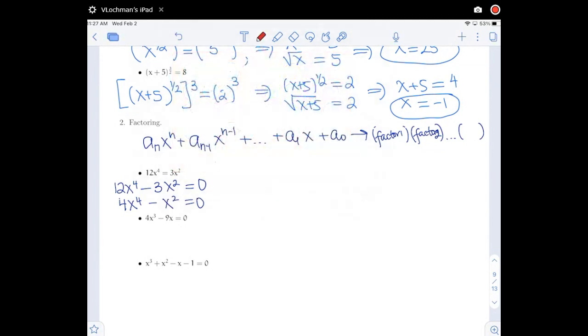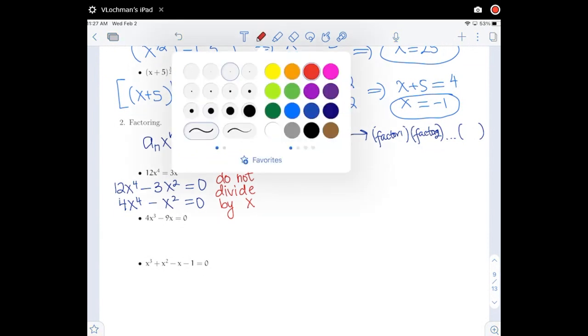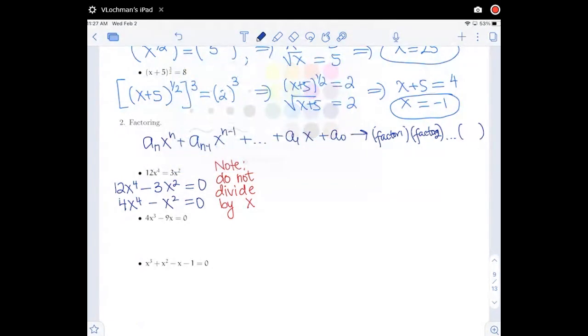Let me make a note here. Do not divide by x. You might be tempted to remove that x, reduce by x. We can't do that. Remember, we're finding values for x that make this equation true. If you reduce by x, you're going to lose some of the solutions. So that's one of the notes. Keep in mind, if it's unknown, we don't want to divide by it if we have an equation.